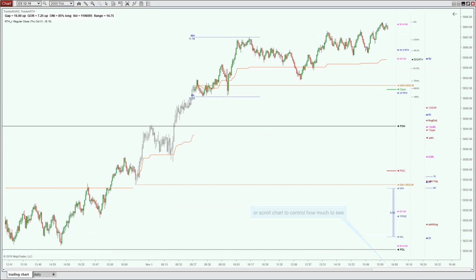TrackerRTH is not specific to any one trading method. It lets you pick what you want to see, experiment to see what works, and observe for confluences. You control what you see, so just turn off anything that you don't use.